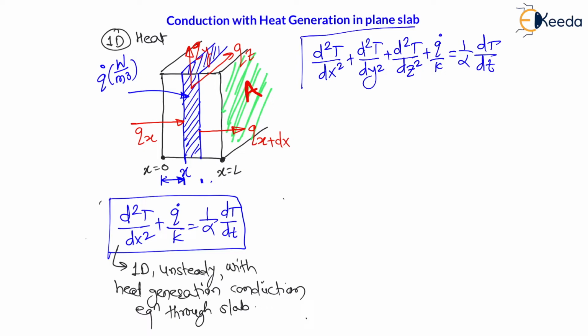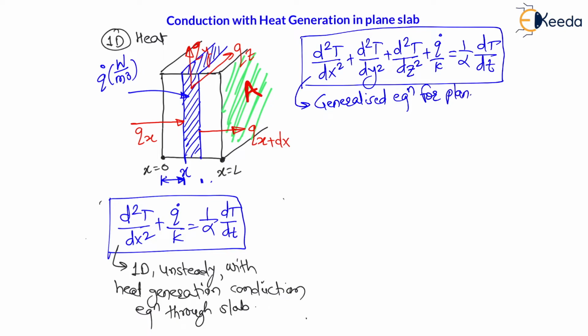Right? This will be the 3D equation. Therefore, we can say this is a generalized equation for plane slab. This is a generalized equation for plane slab, where we can say it is a three directional equation, 3D, unsteady, with heat generation conduction equation for a plane slab, right?